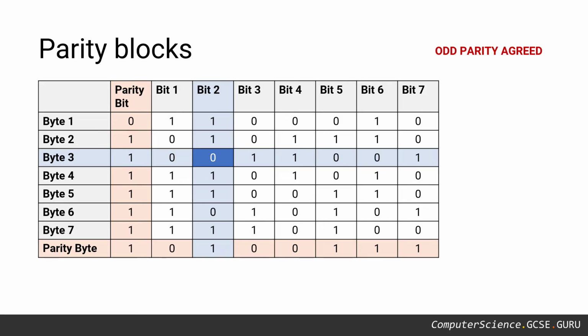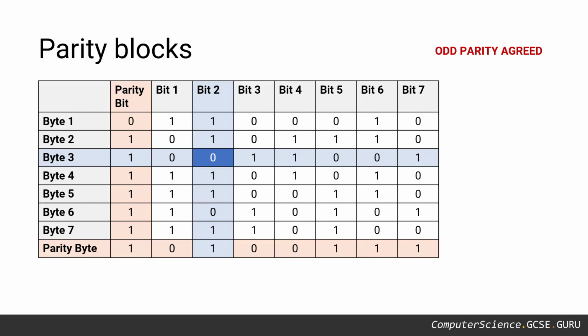If we go down column by column, we can see that the bit 2 column also does not enforce the odd parity rule, there's an even number of ones, so therefore we can highlight that in blue and say that that column is incorrect. Where an incorrect column meets an incorrect row, we can actually spot a bit of data that has changed during transmission. In this case, it's a zero.